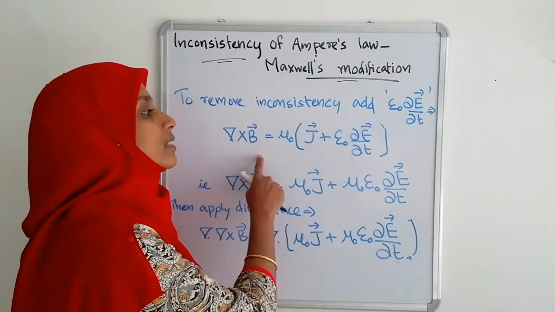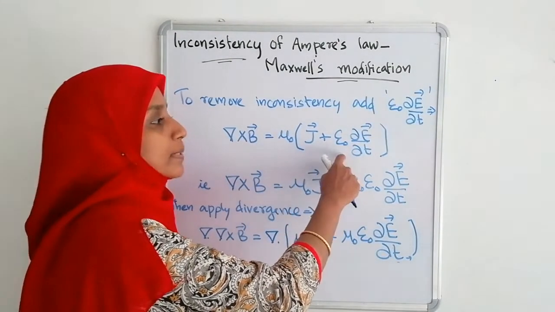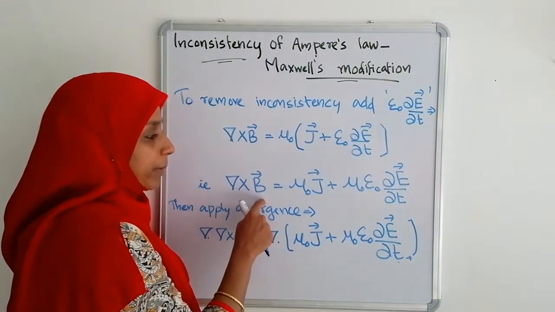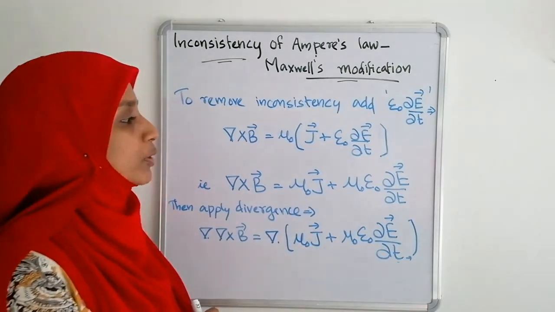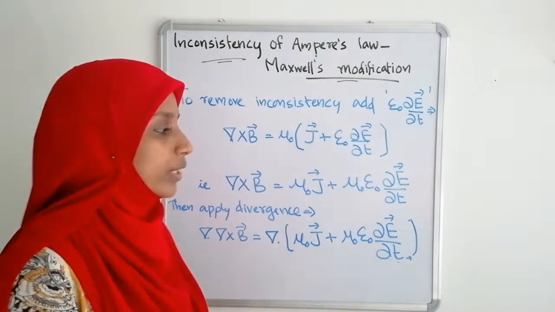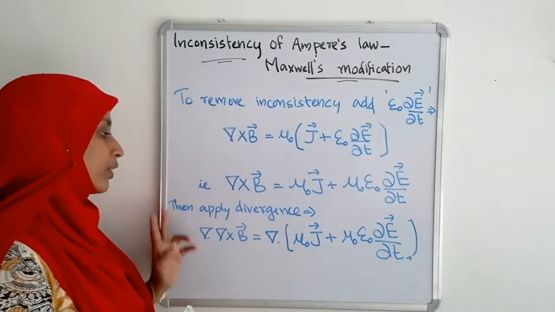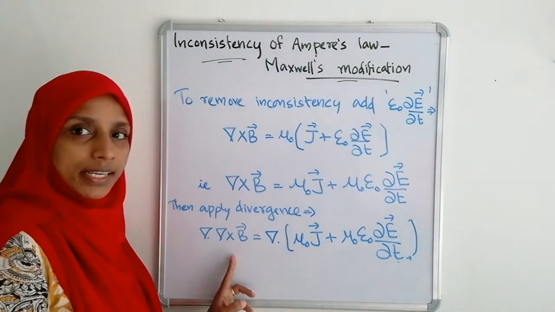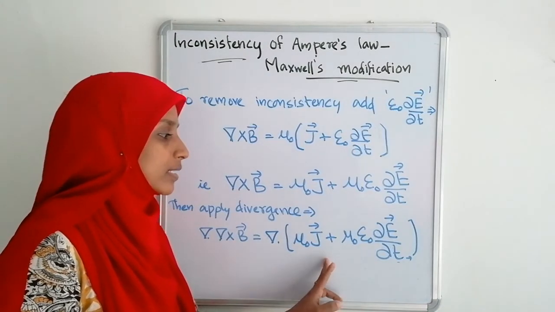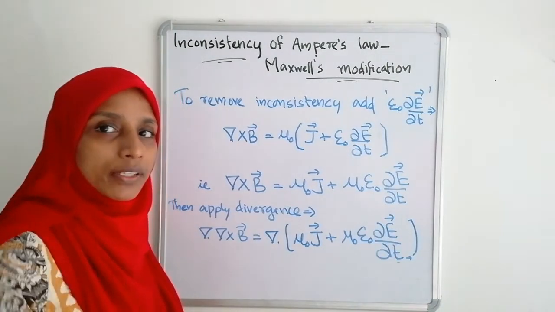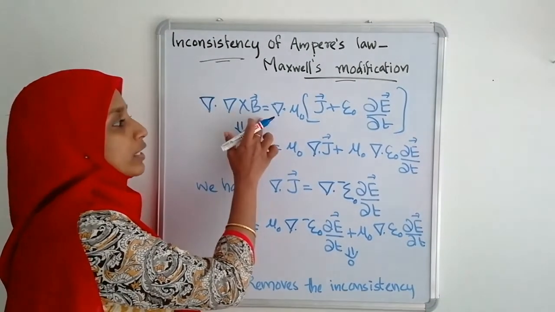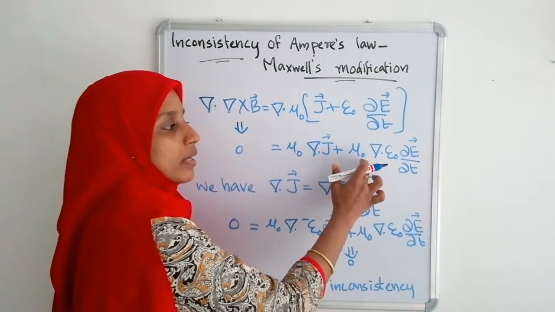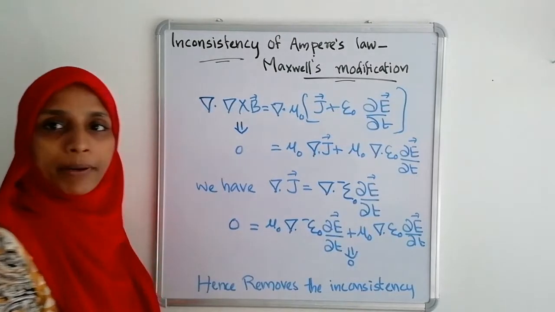That is del cross B is equal to mu 0 into J plus epsilon 0 dou E by dou T, which implies del cross B is equal to mu 0 J plus mu 0 epsilon 0 dou E by dou T. Now, we can do as before, apply the divergence on RHS and LHS. That is del dot del cross B is equal to del dot of mu 0 J plus mu 0 epsilon 0 dou E by dou T. That is, LHS will be equal to 0 and the RHS is mu 0 del dot J plus mu 0 del dot epsilon 0 dou E by dou T.